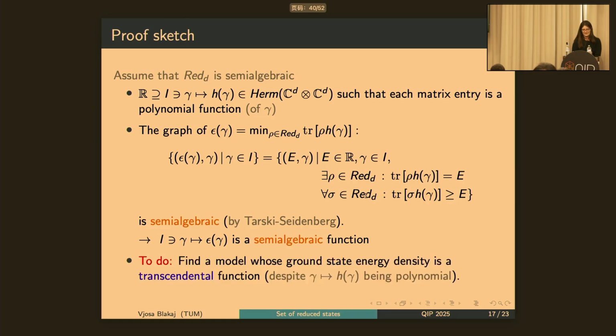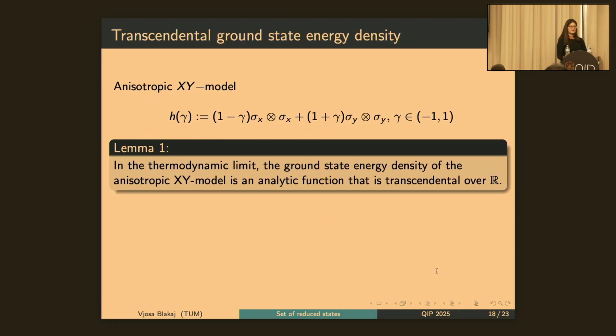And all that is left to do is to find a model that fulfills the fact that H gamma is a polynomial, but its ground state energy density is going to be a transcendental function. And one example of such a model is the XY model, where H gamma is just this expression here. These are the Pauli matrices, and we all agree that when we tensorize these and we multiply with 1 minus gamma and 1 plus gamma, this gives a matrix so that each entry is just a polynomial function.